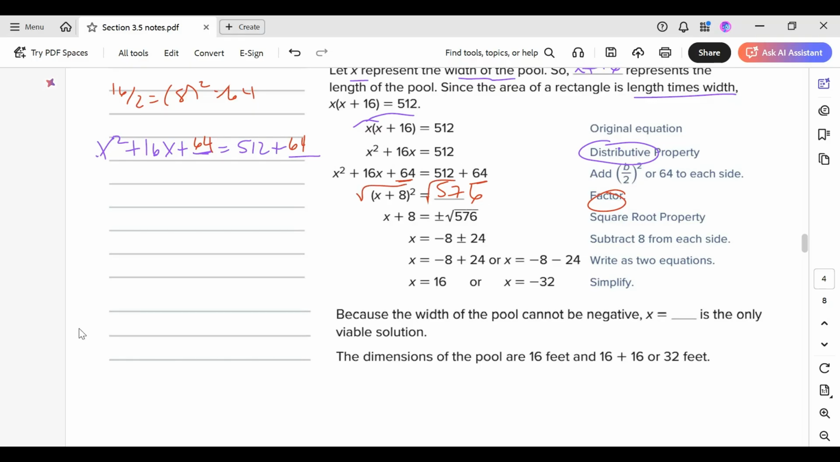So we get x plus 8 equaling positive negative square root of 576. Again, 576 is a perfect square. That becomes 24. So we then subtract 8 over, and we get negative 8 plus and minus 24. So we have x equals negative 8 plus 24, or x equals negative 8 minus 24. So our possibilities are x equal to 16 or x equal to negative 32. But remember, width cannot be negative, so x equal to 16 is our only viable dimension. So the dimensions are 16 feet for the width, and 16 plus 16, or 32 feet, for the length.